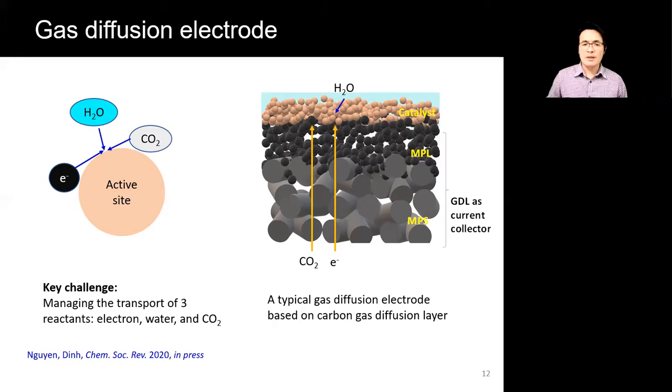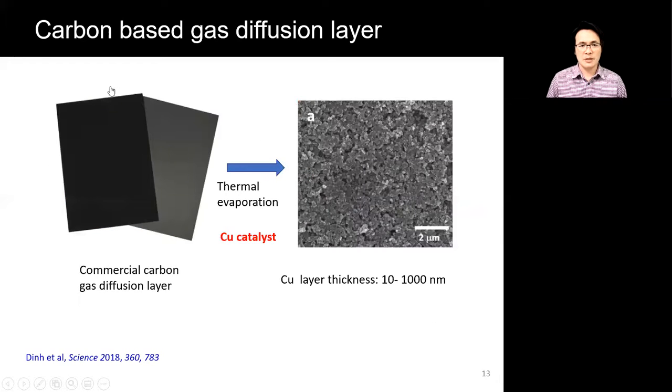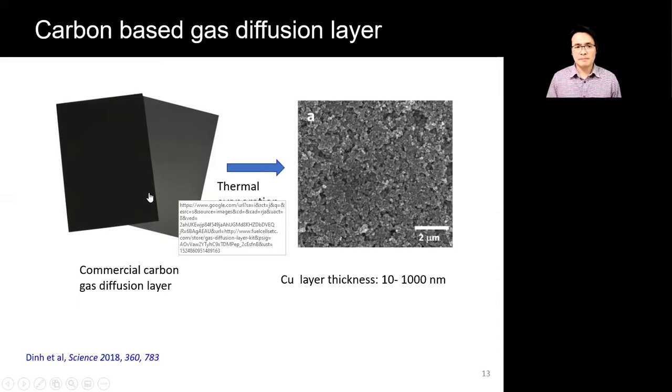When we started working on this technology, we used a commercial gas diffusion layer, which is the carbon gas diffusion layer. It looks like this. It has two layers: the black one is a microporous layer made of carbon nanoparticles, and that's the front layer, and the backing layer is carbon fiber, which has good conductivity and is also hydrophobic. We use the carbon-based gas diffusion layer and deposit a layer of copper catalyst on it using a physical deposition method. First we start with a catalyst layer of 100 nanometer thickness.